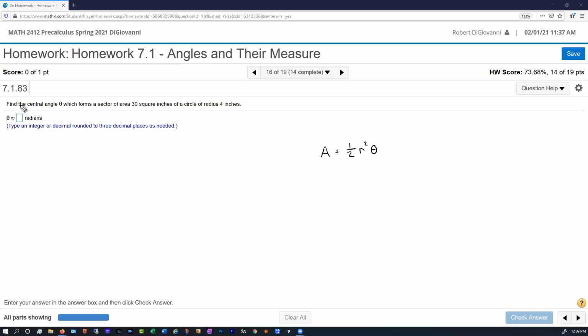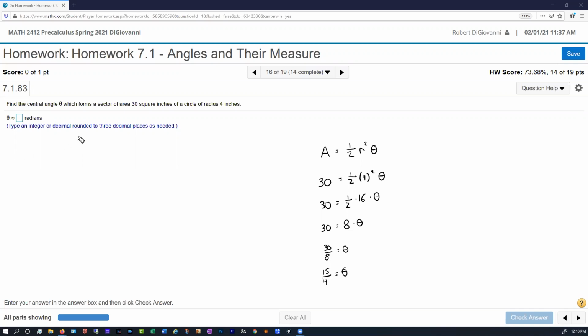And so here they tell us to find the angle which forms a sector area of 30 square inches. So this side is 30, the area, and it has a radius of 4. So we just plug in 4 for the radius squared and then times theta. So 30 equals half of 16 when we square the 4. And that means 30 equals 8 times theta, and divide by 8. And then reduce this. So 2 goes in, 15 over 4 is theta.